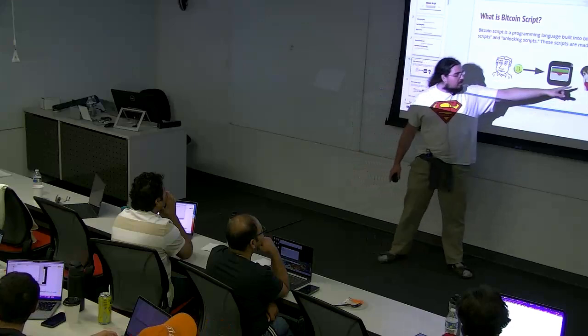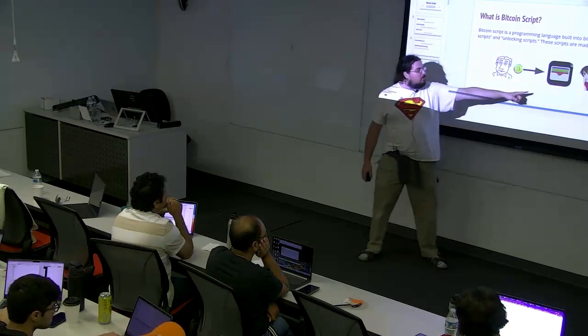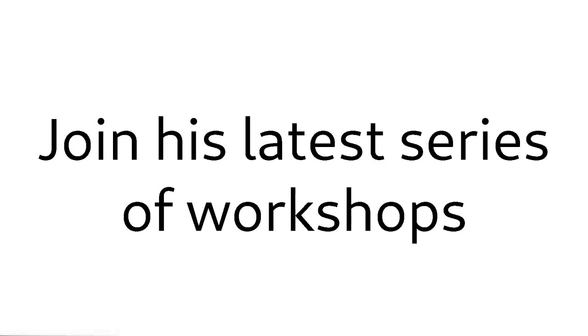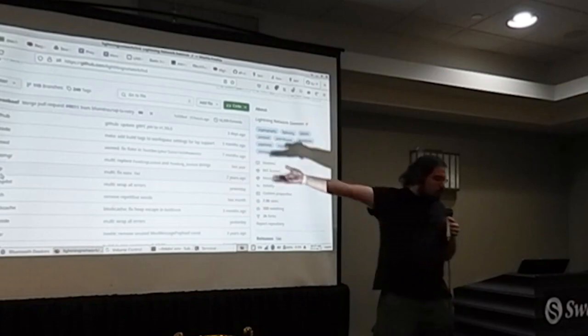This is Bob. Bob has a Bitcoin. He wants to send it to Alice. Alice has a wallet. What's all this? I don't know how to read this. This is code. What am I doing?